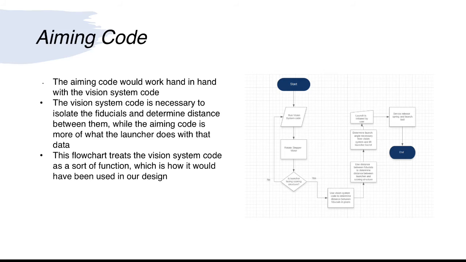Our flowchart also treats the vision system code as more of a function, because when you're looking at the aiming code, you want to use the vision system as something to gather data from, rather than having all the code together at the same time. They really work hand in hand with each other when it comes to using the camera to determine where the ball needs to be launched.